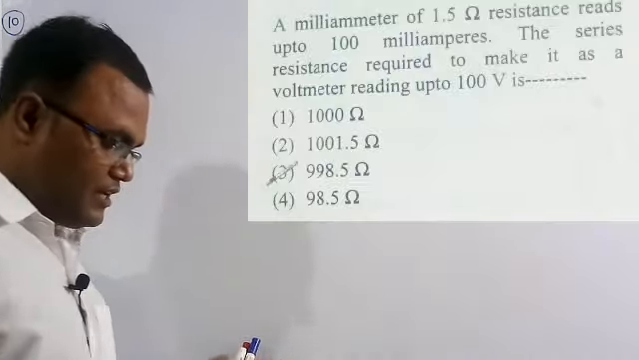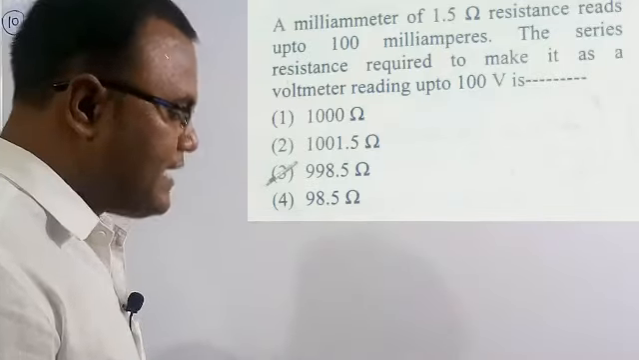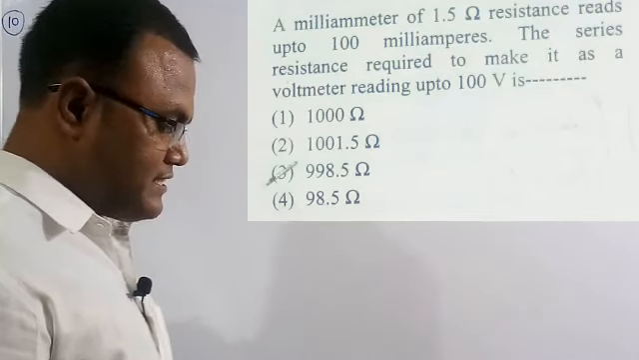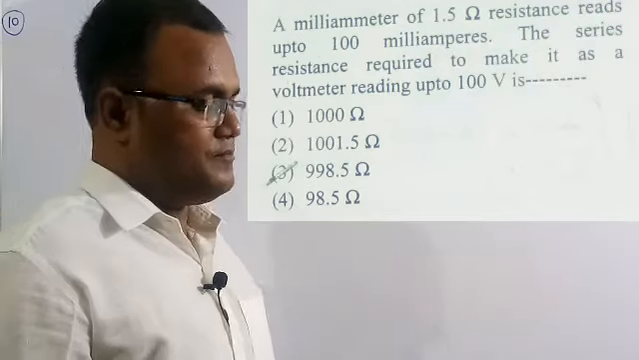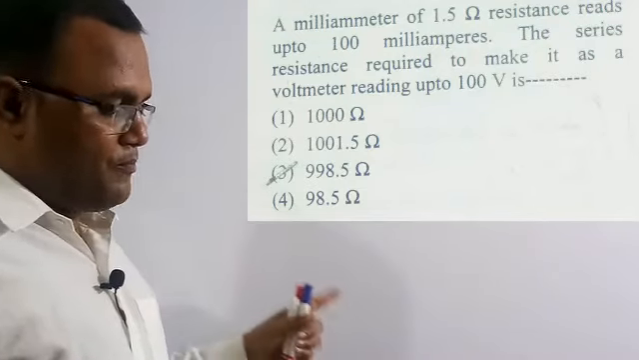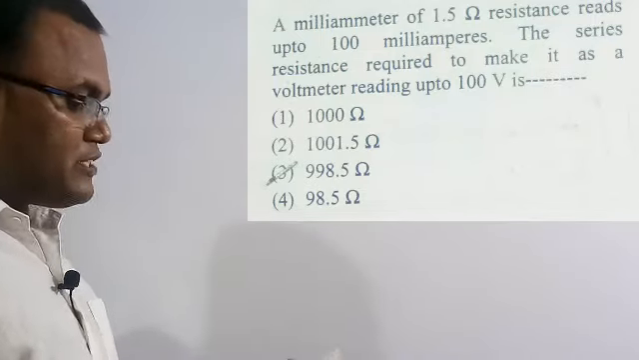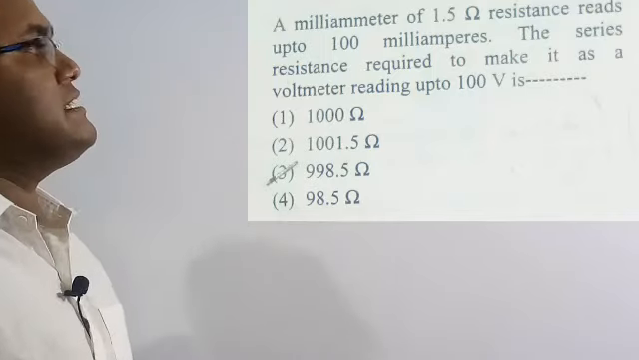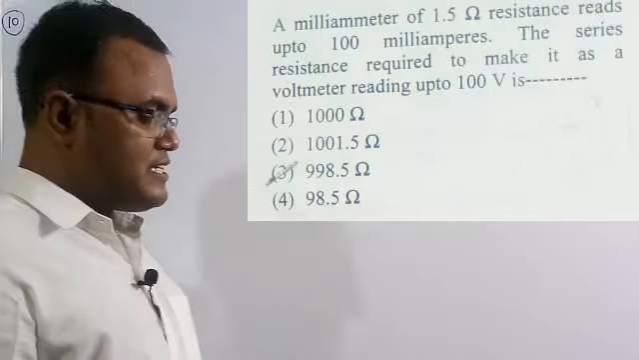Now we will solve the last numerical, the 10th numerical of this lecture. See the question here. A milliammeter of 1.5 ohm resistance reads up to 100 milliamperes. The series resistance required to make it a voltmeter reading up to 100 volts. They have given the RM value, which is 1.5 ohm, and the full scale reading I is 100 milliampere, and we need to read up to a voltage of 100 volts. So we need to find the series resistance that we need to keep here. Out of the four options, option 3 is the correct answer.